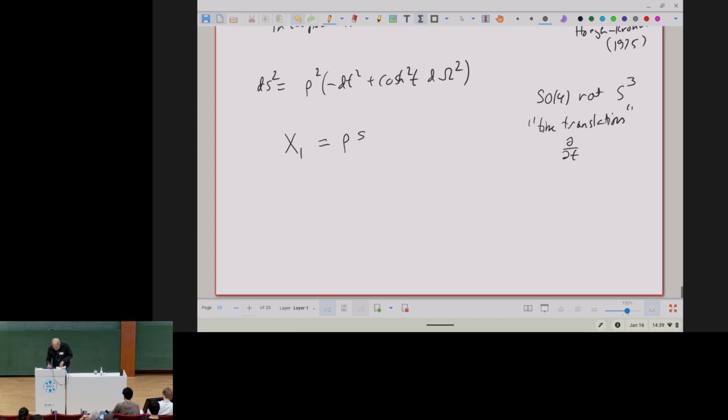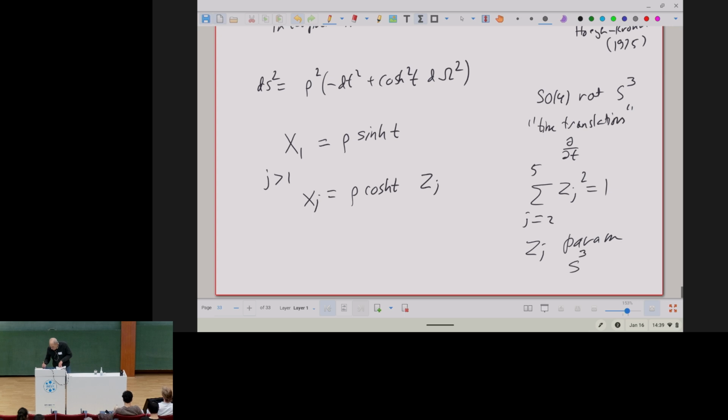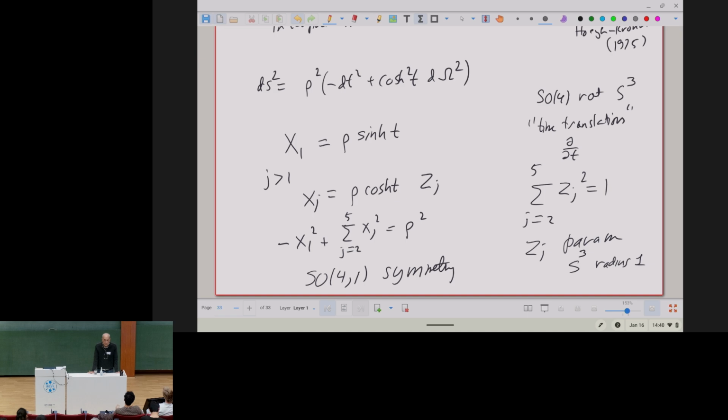So we let x1 be rho sinh t, and for j bigger than 1, we let xj be rho cosh t times zj, where the sum from j equals 2 to 5 of zj squared is 1. So the z parameterizes a 3-sphere of radius 1, a unit 3-sphere. So these x's have been defined so that they obey minus x1 squared plus the sum of the others squared equals rho squared. So that makes obvious an SO(4,1) symmetry. That way to write the metric does make it obvious that the space-time is a homogeneous space with SO(1,4) symmetry.